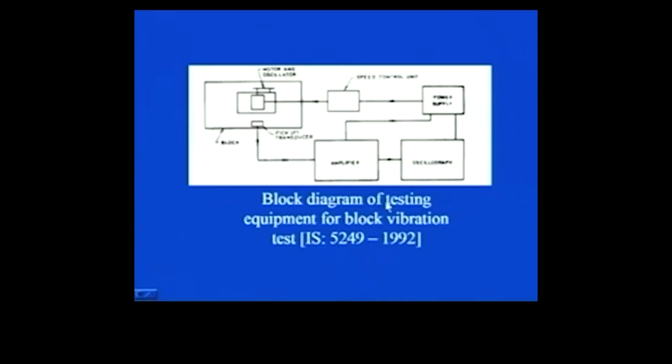Then this is the block diagram for the testing equipment for the block vibration test. This again has been taken from IS 5249:1992. It is this concrete block. So you can have a look at how it looks from the top. This is the concrete block. On top of that, this is the motor and oscillator which has been mounted. Here is the amplifier. Here is the power supply. This is the speed controller unit. And here is the transducer to take the reading.